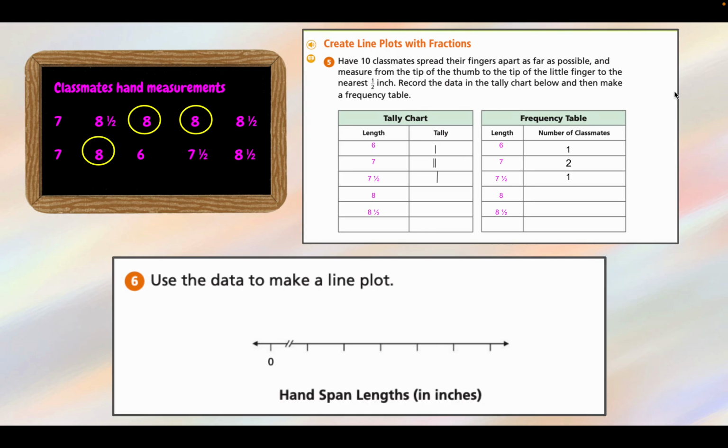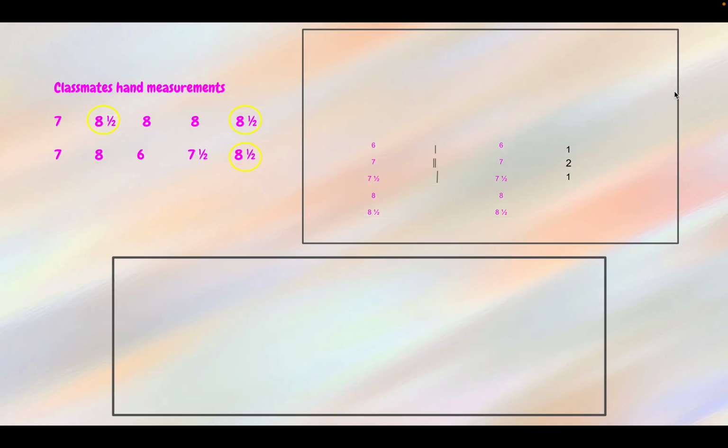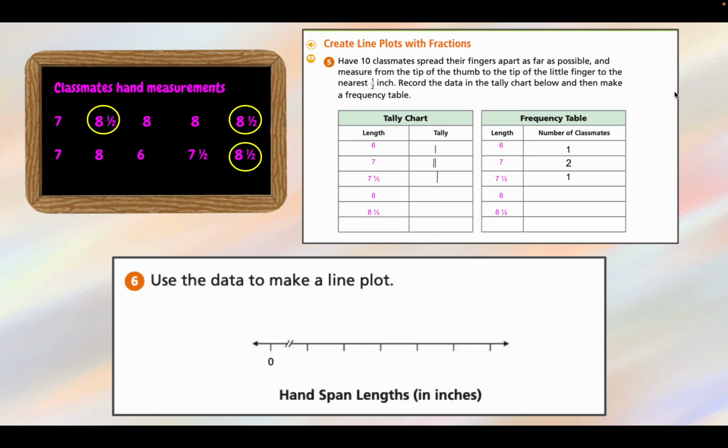How many 8s do you see? Go ahead and make the tallies and write the number. And how many 8.5s do you see? Make the tally and then the number.